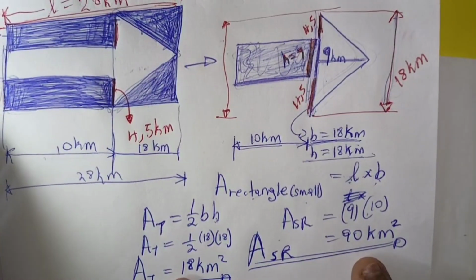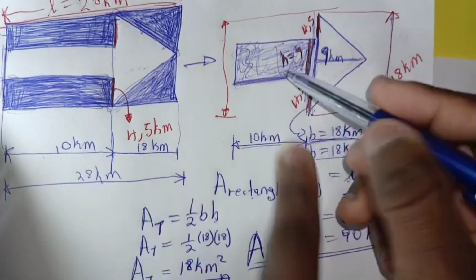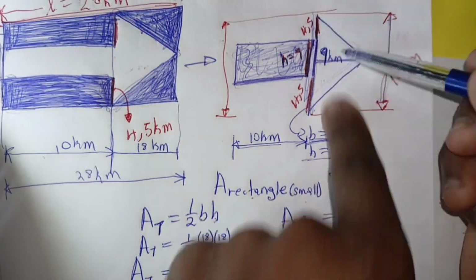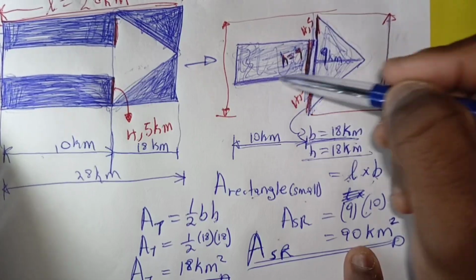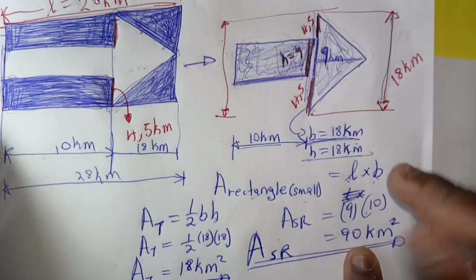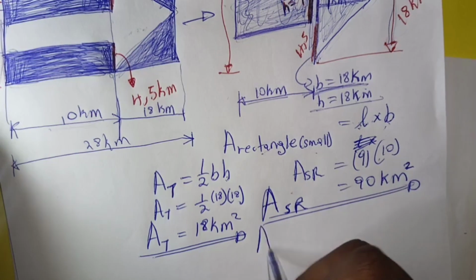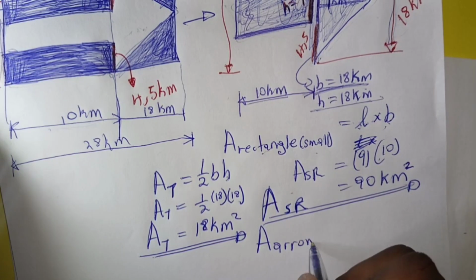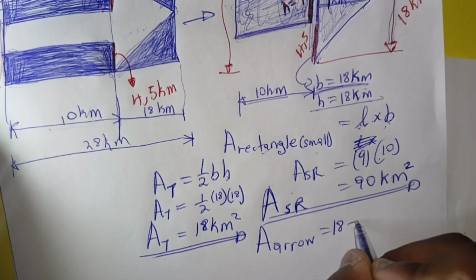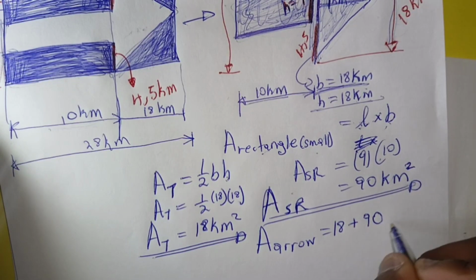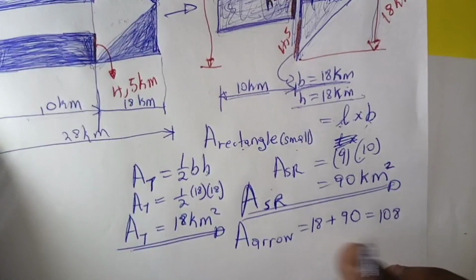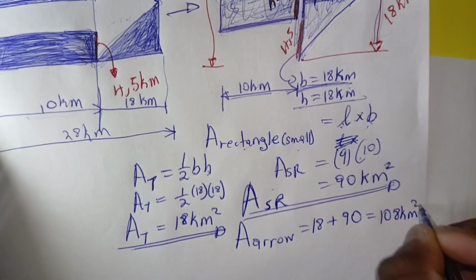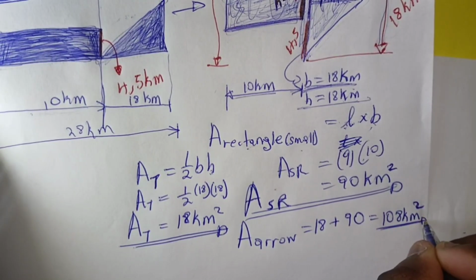Do you see these two things? These are the area of a rectangle and the area of a triangle. And those two things form the area of the arrow, which will be 18 plus 19. The area of the arrow now, 18 plus 19, will give you 180 kilometers, but in squared, guys. Do not forget to put that square.